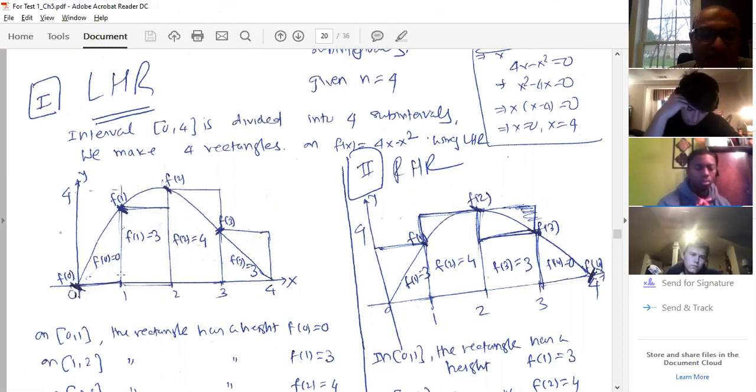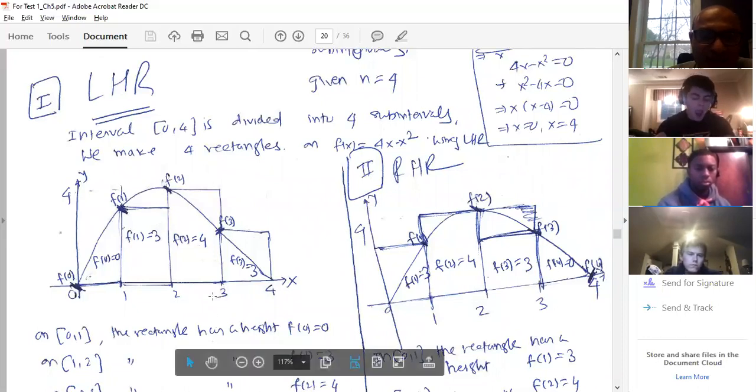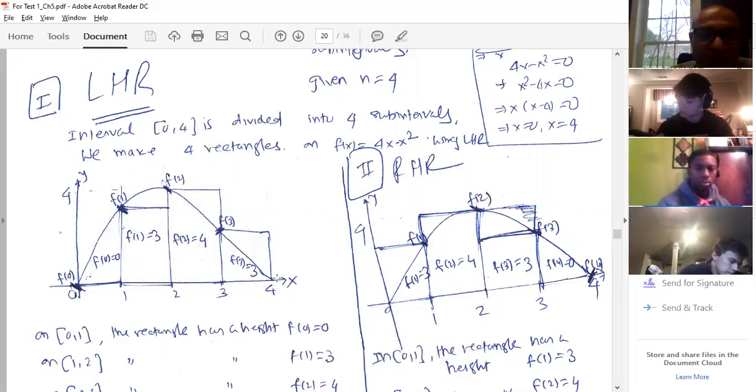And then my strip intersects the curvature over here on the left side at f of 1. You have to draw your picture accordingly. Here it is. Then you can go like this, and this is here. So f of 2, f of 3, like this. And we don't count the last point for left hand rule, and vice versa for right hand rule.